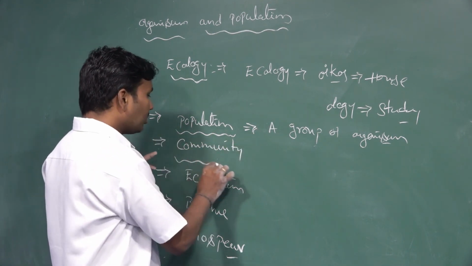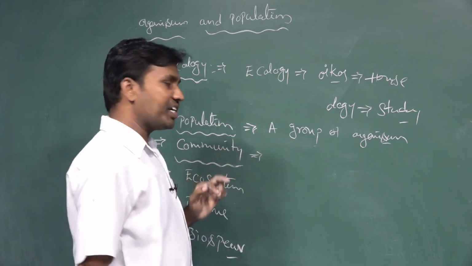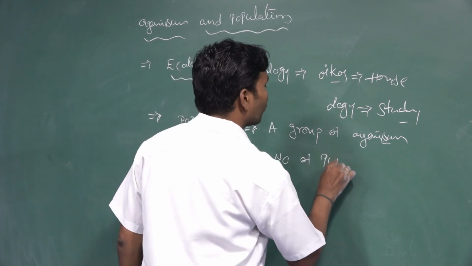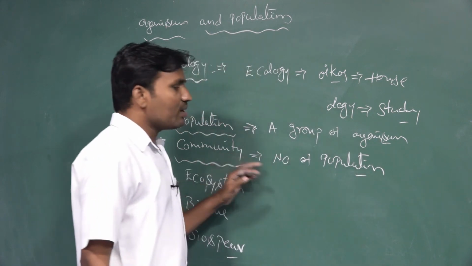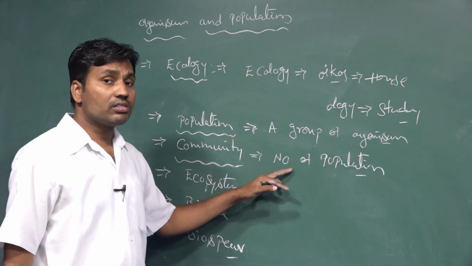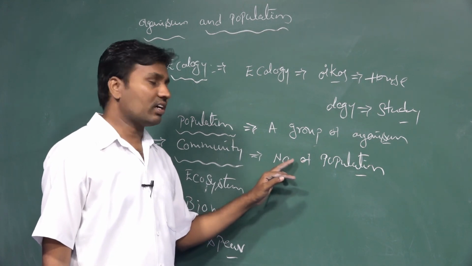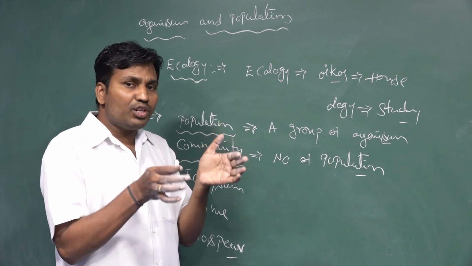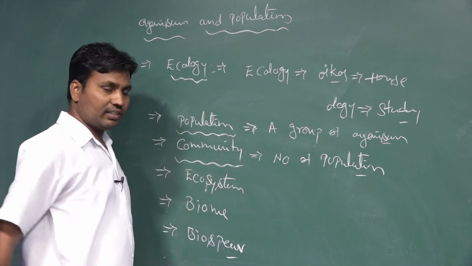And the community. Community is nothing but a number of populations. That means a different number of populations, not belonging to the same one, together living in one particular region. That is called a community.